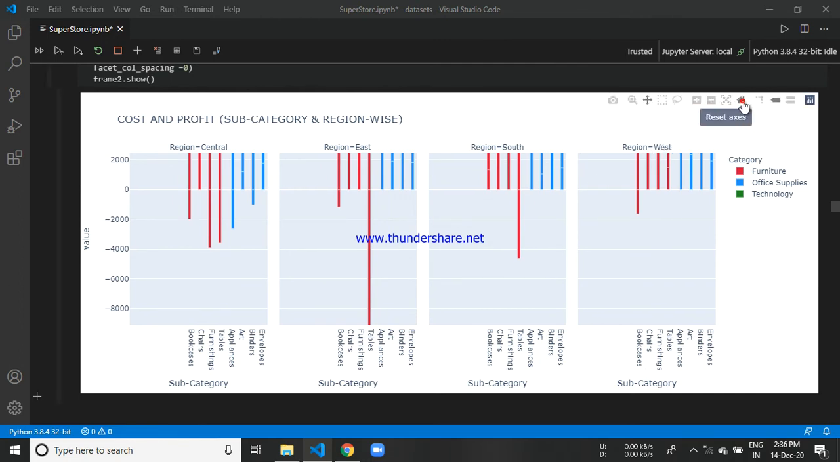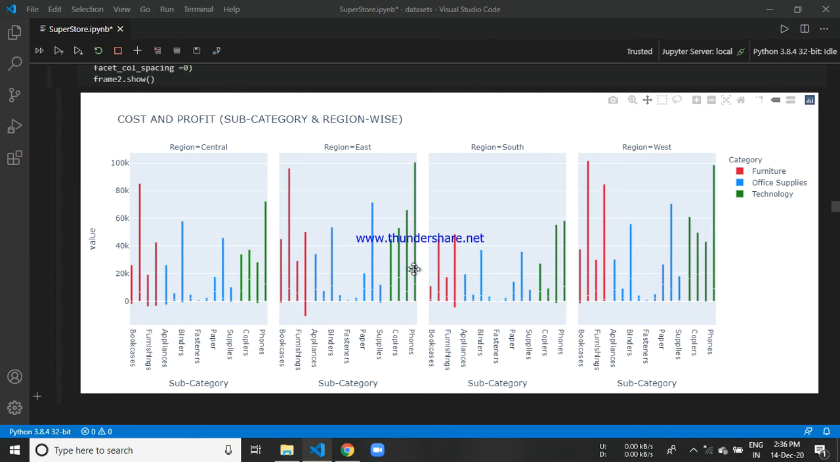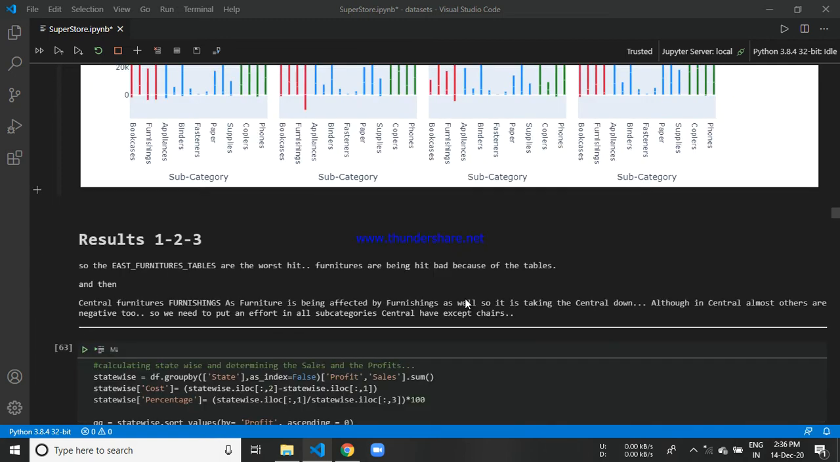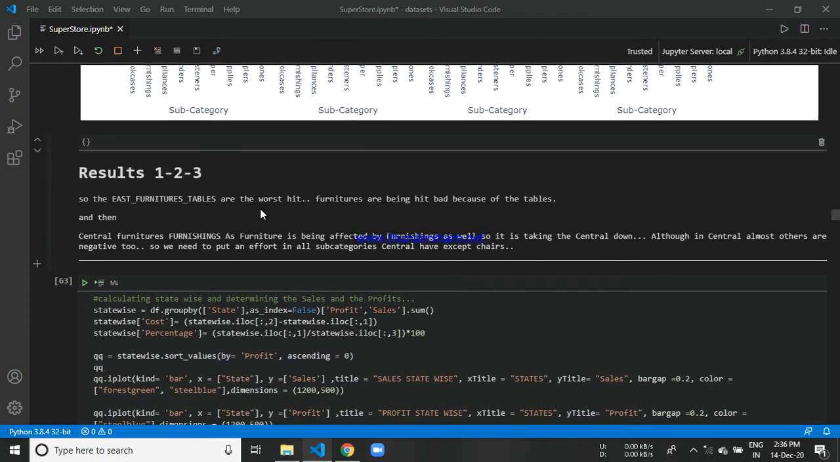So if we reset the axis, here you can see the data overall. As a result of the overall analysis, the east furniture tables are the worst hit. That's why tables are down. Furniture is being hit because of the tables, and then central furniture furnishings is being affected by furnishings, as well as it is taking the central down. Although in the central almost all others are negative too, so we need to put an effort in all subcategories. Central has except chairs. Except the chairs are showing a positive profit.